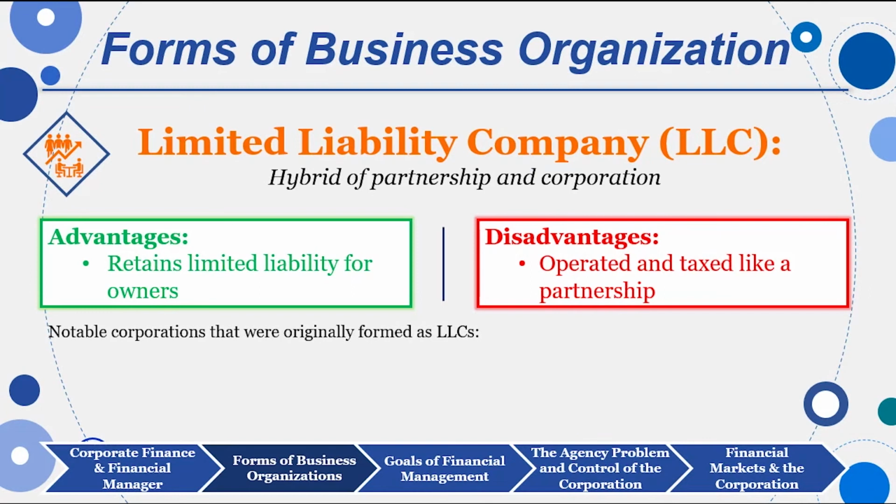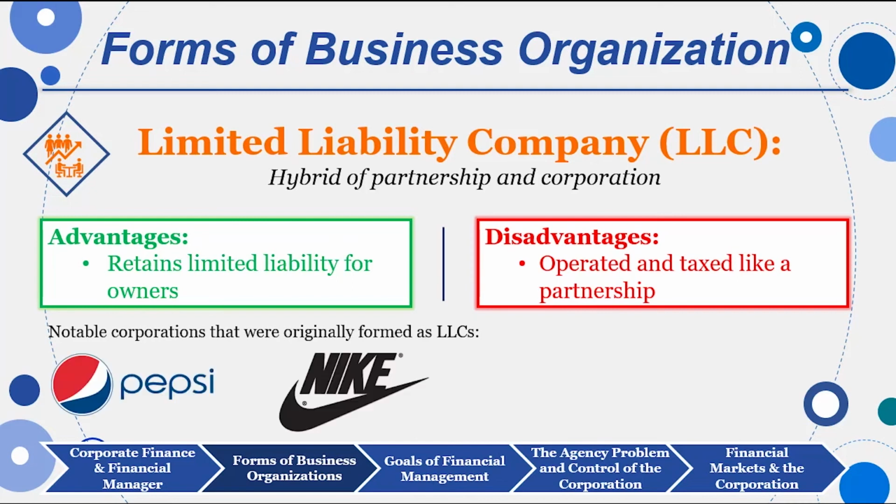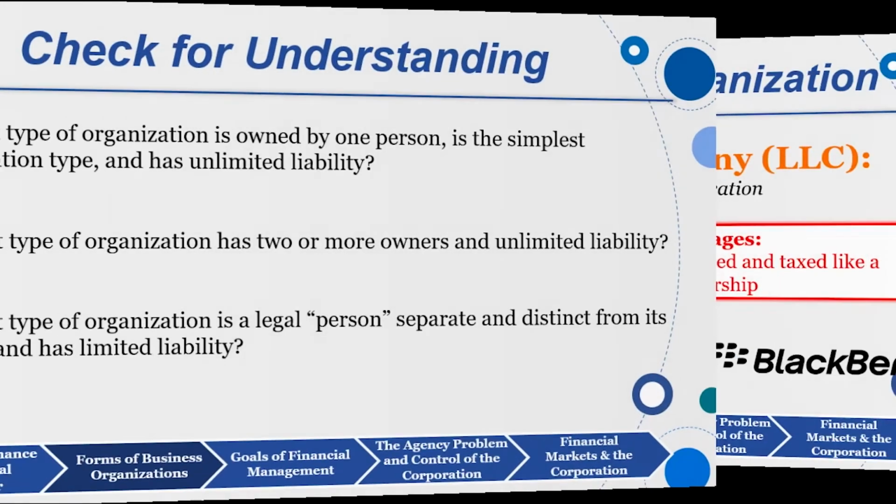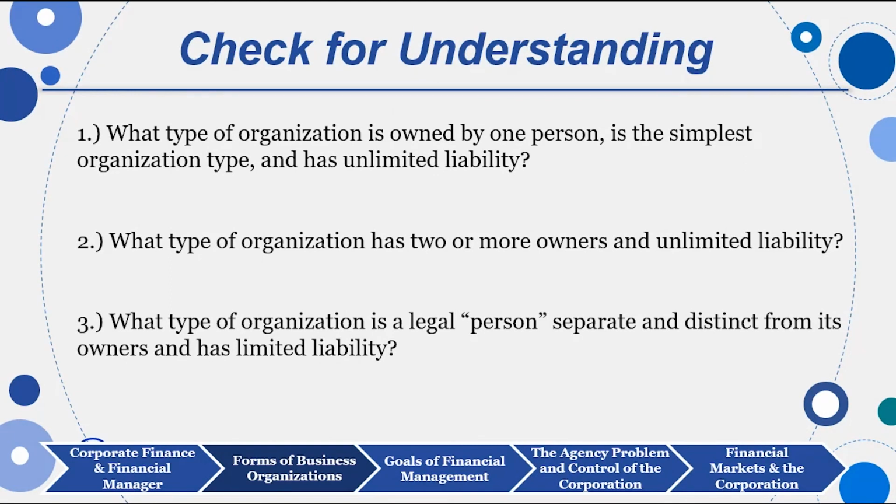LLC is kind of a fourth new and evolving form of business organization. As I said, I have several LLCs currently that I run. It's kind of the hybrid of the partnership form and the corporate form. It gives you the limited liability advantage of the corporation, and it's operated and taxed like a partnership, so it's not doubly taxed. So LLC is a new, evolving form. Some notable companies that started as LLCs, PepsiCo, Nike, IBM, BlackBerry, originally LLCs and flipped to a corporate form once they got more corporation-like.